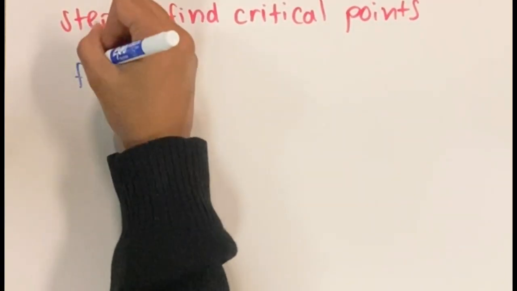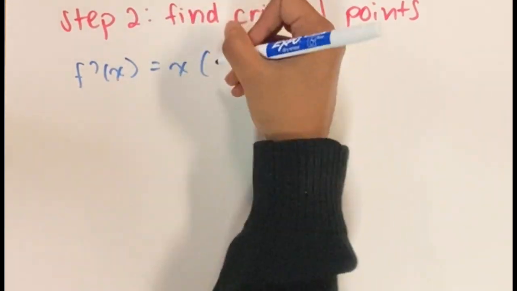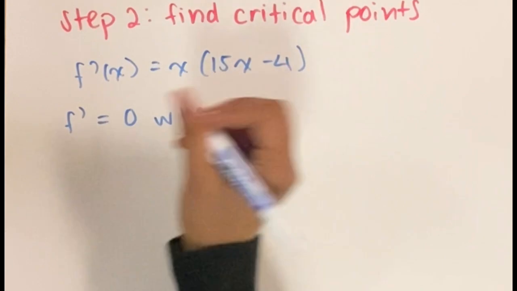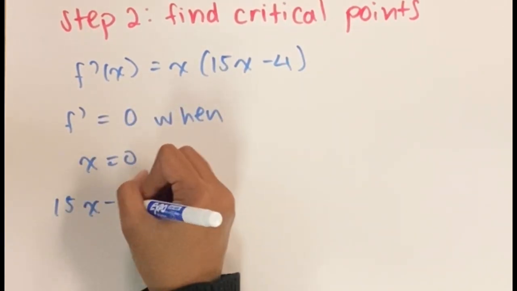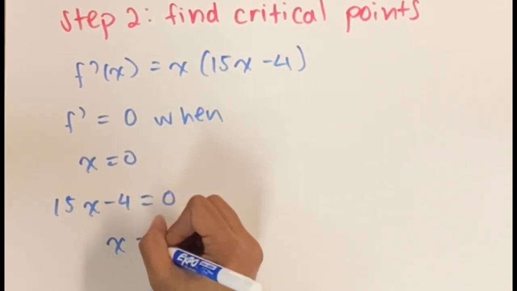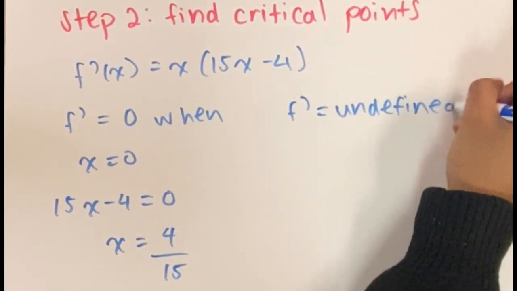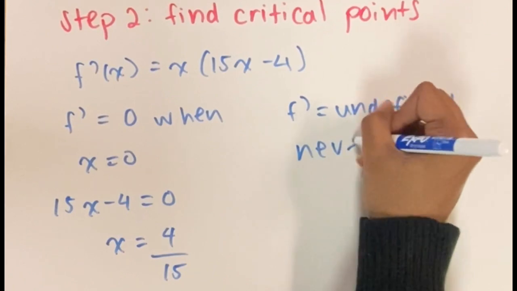We can now find the critical points of this function. Set f prime equal to 0 and solve for x. This gives us two solutions, x equals 0 and x equals 4/15. Then find where f prime of x might be undefined. Since f prime is a quadratic function, it will never be undefined.